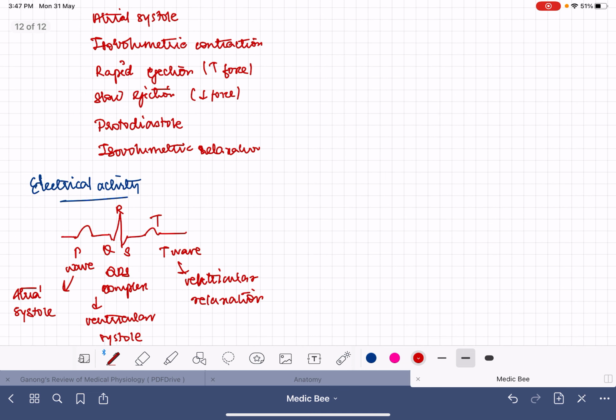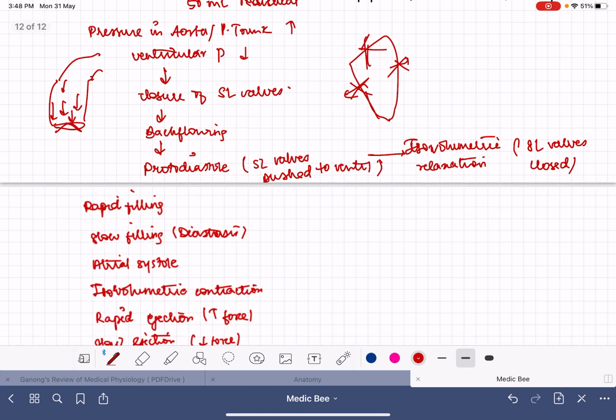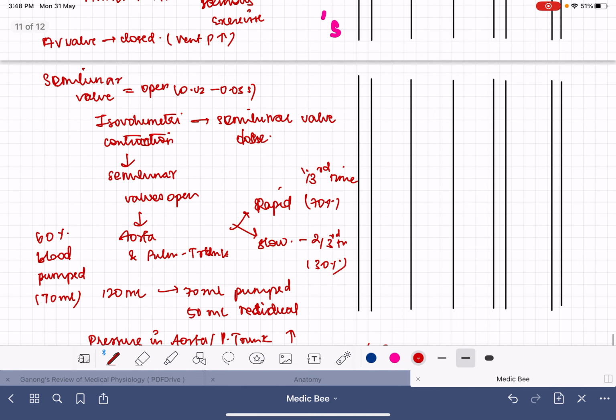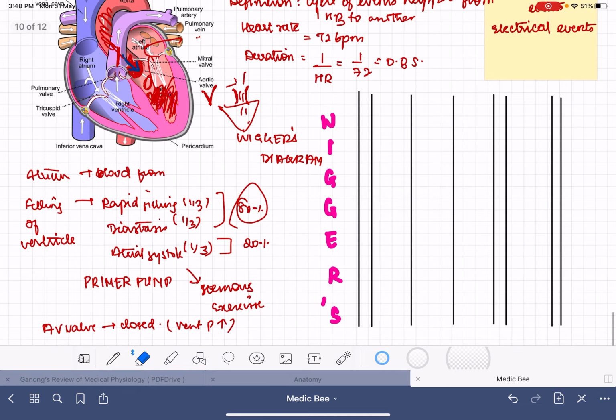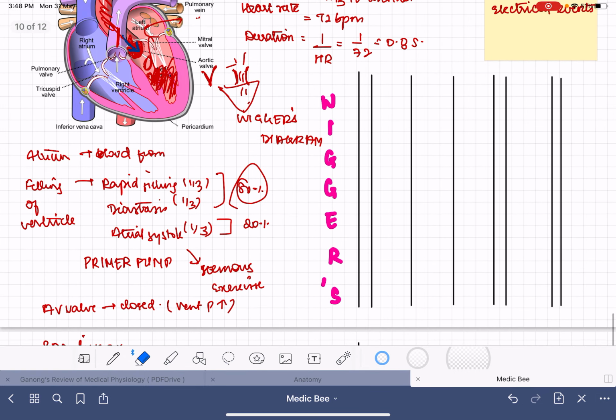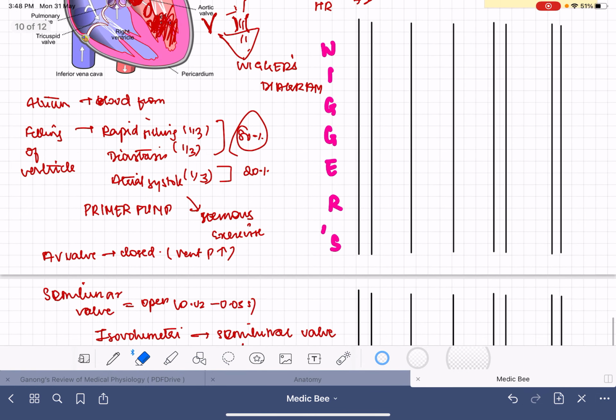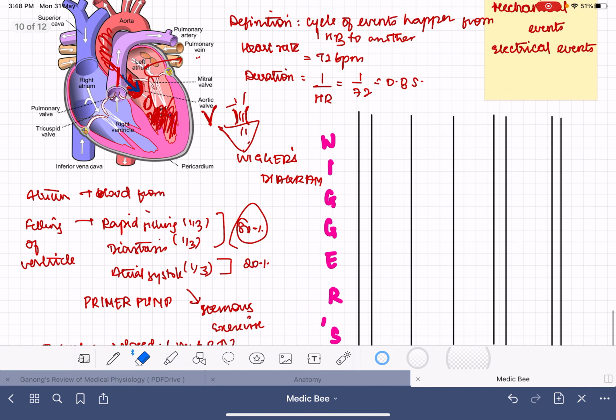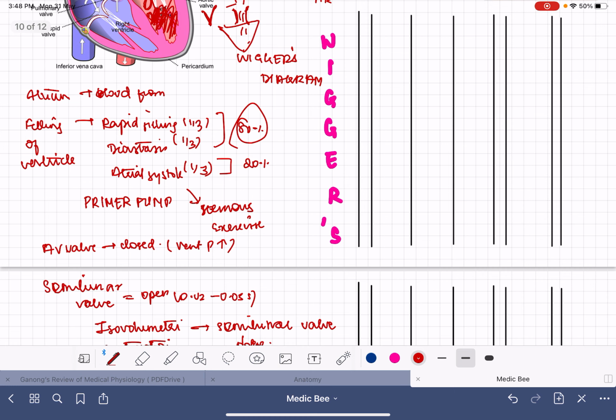We will see the electrical basis in a separate video on the electrocardiogram. But before that, we will enter into the pressure changes. So I have drawn this graph representing the different stages of the cardiac cycle. I have taken it from the diastole.